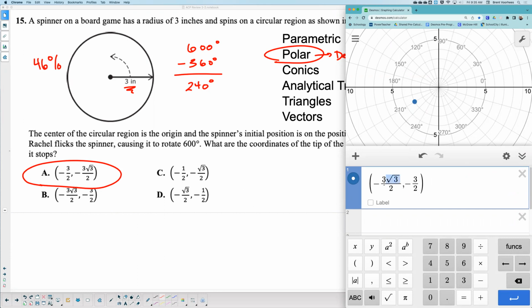You could try C: 1/2, and then negative square root of 3 over 2. What's wrong with answer choice C? Wrong circle. It's on the first circle. What circle are we supposed to be on? 3. Yeah, so the answer choice is going to be A, with 3 square roots of 3. That puts it on the right spot.